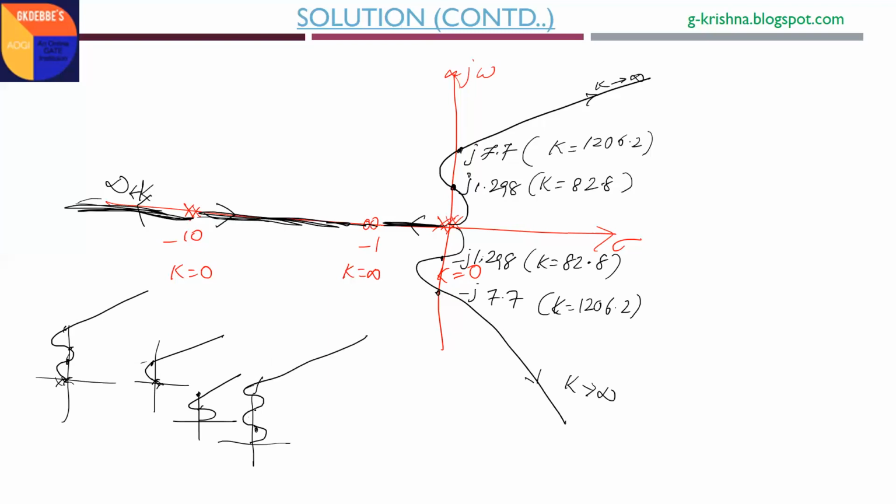In this manner, however many times the phase plot cuts -180 degrees, that many times the root locus will be cutting your positive imaginary axis. With that information, you can write the range of gain K for stability, the same thing.